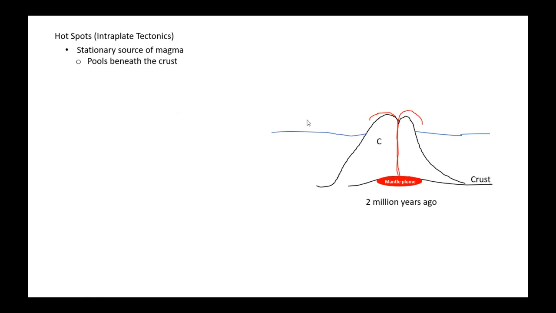So it pools beneath the crust and it collects there. And then a fissure or a crack or something develops in the crust that permits the magma to reach the surface, becoming lava. And in the meantime, the plate is overriding that magma source. It's very important to remember that the magma source, the hotspot, is stationary.